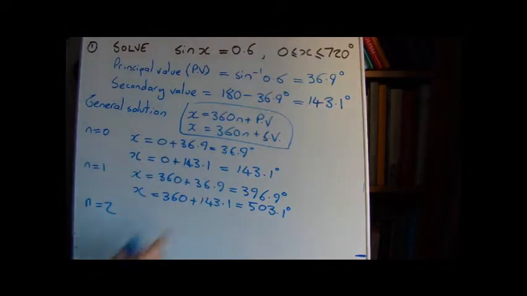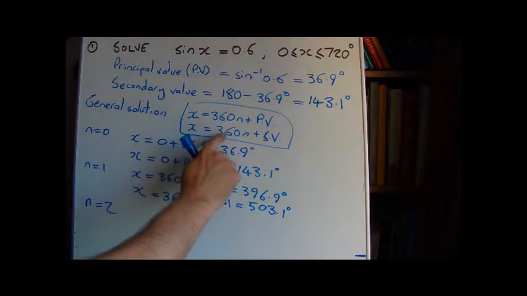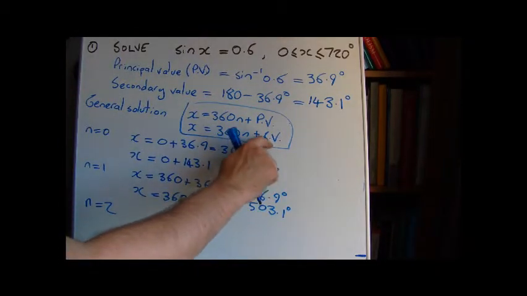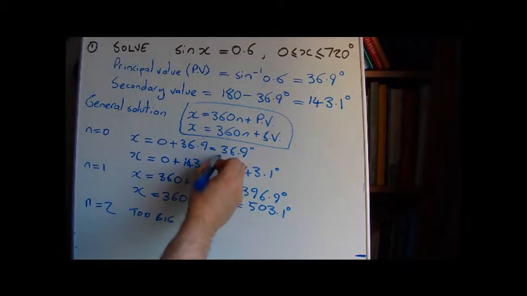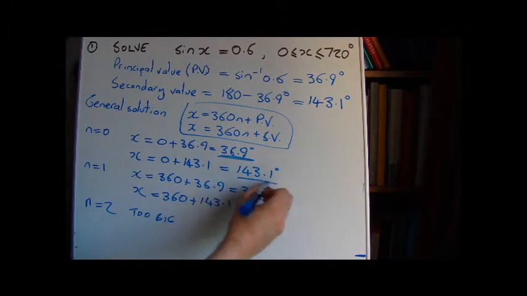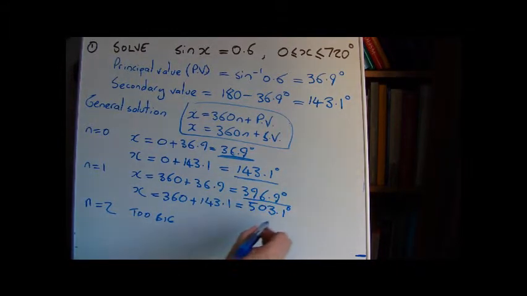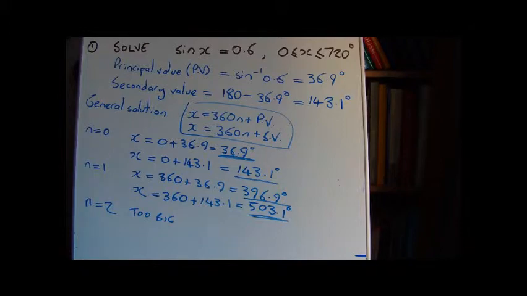If I did n equals 2 into these two equations, I will get x is 720 plus 36.9, which is too big. It has to be smaller than that. Or I'll get 720 plus 143, which again is too big. So these are too big. N is 3, 4, 5, they'll all be too big as well. So the solutions to the original equation are 36.9, 143.1, 396.9 and 503.1. As a quick check, if you were doing this in the exam or a test, you could substitute them back into here and check that you got about 0.6. It won't be exact because we didn't write the exact answers down.